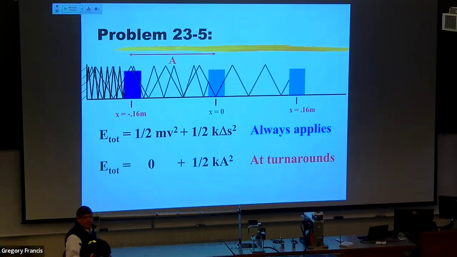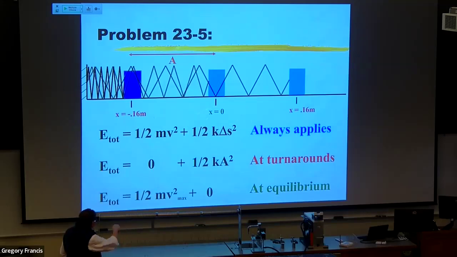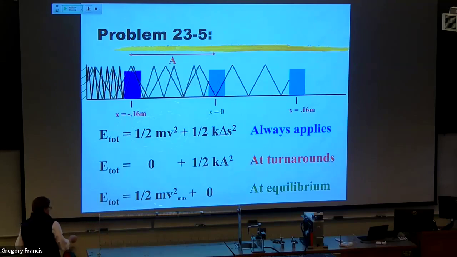Now, in the middle, at equilibrium, the spring is neither stretched nor compressed. So at that point, at equilibrium, delta S is 0. It's not stretched, it's not compressed. And so there's no energy in this bucket. And so all of the energy is going to be in the kinetic energy bucket. And so that means that the speed is going to be the very fastest that it will be.